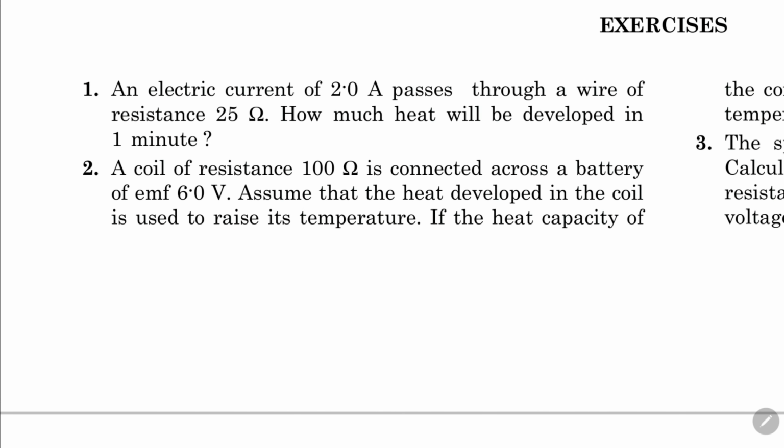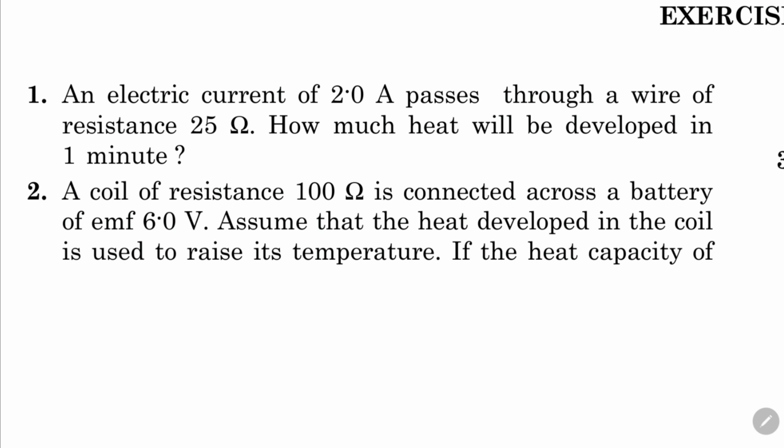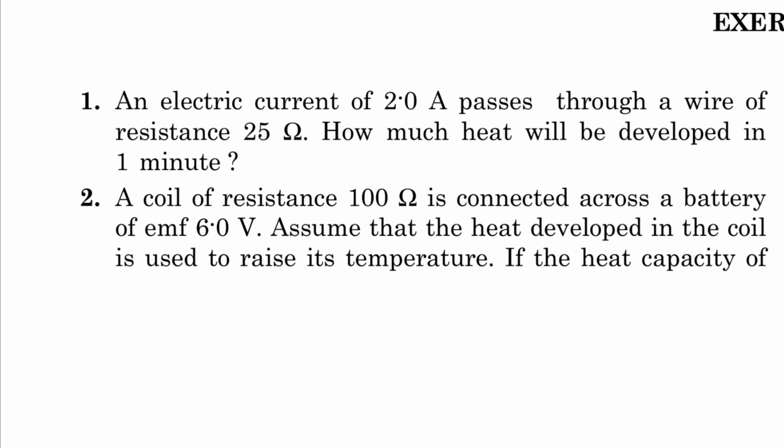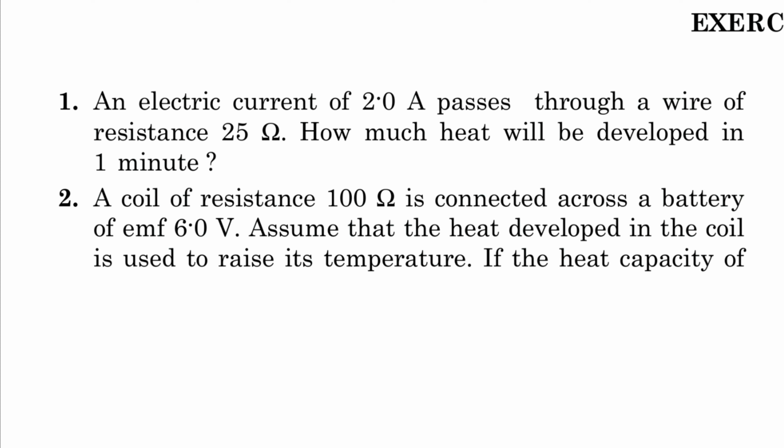Let's start with the questions. So the first exercise question is, electric current of 2 amp passes through a wire of resistance 25 ohm. How much heat will be developed in 1 minute? So this is the first question.